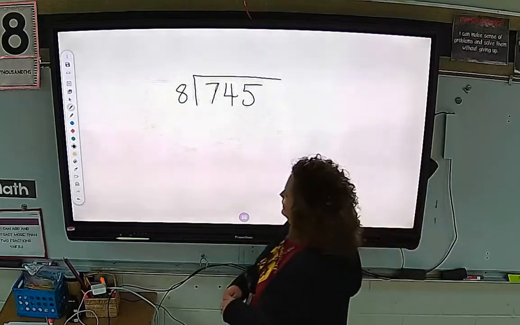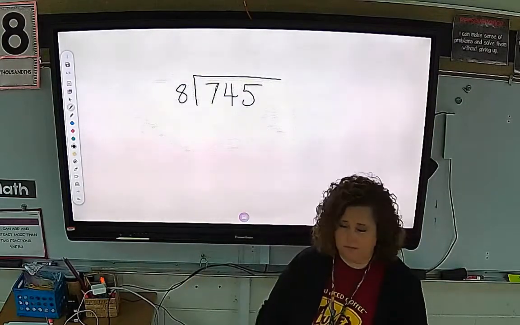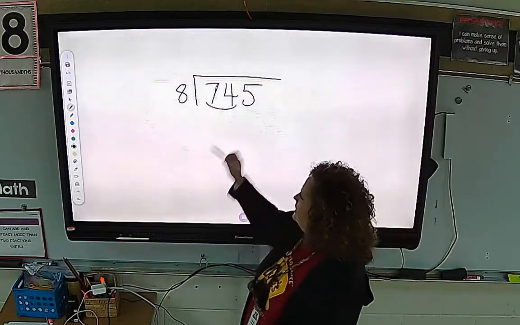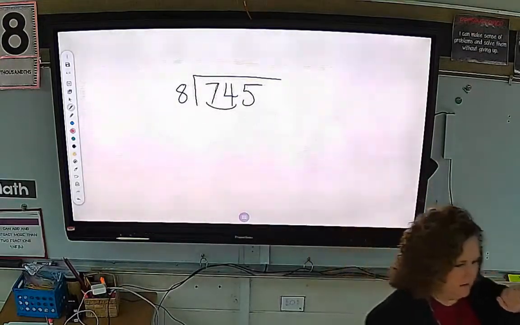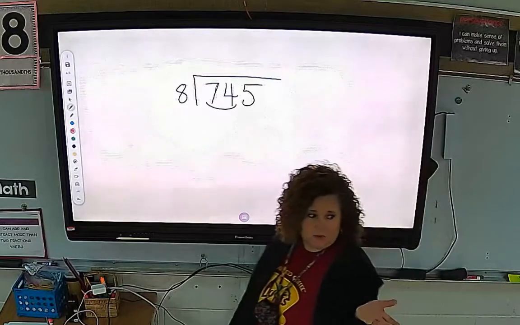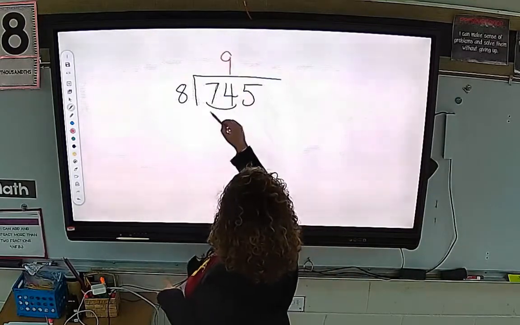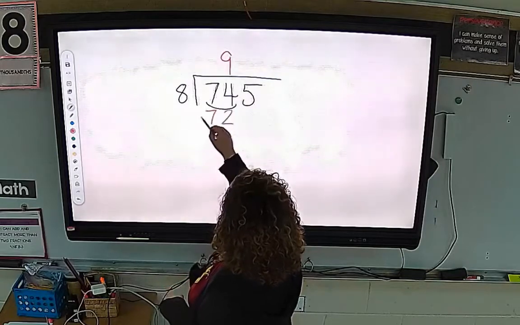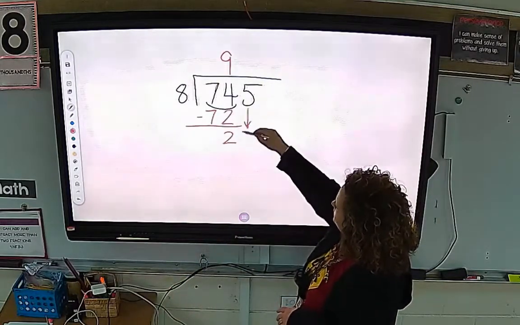All right, let me jump in here. I cannot get a group of 8 out of 7, but I can out of 74. How many 8s can I get out of 74? Okay, Faith, how many? 9, because 8 times 9 is what? 72. So that's really close without getting too big. And when we subtract, we get 2. And then we bring this down.